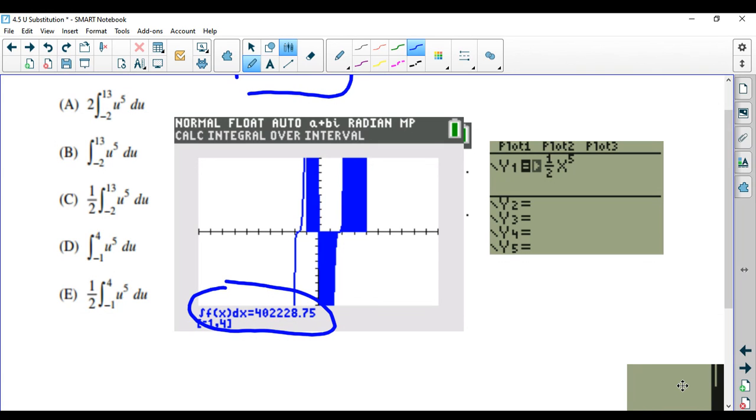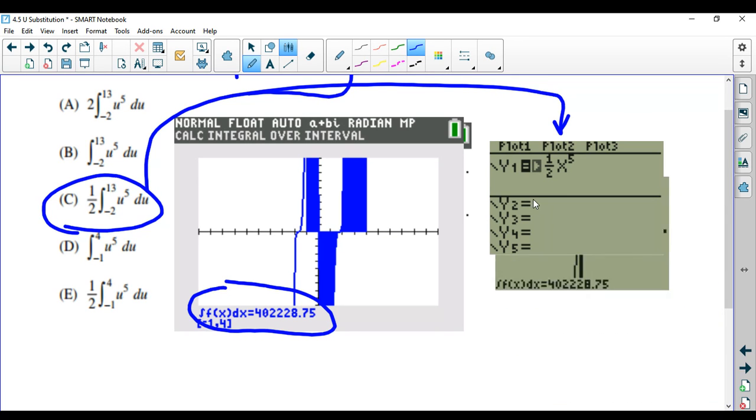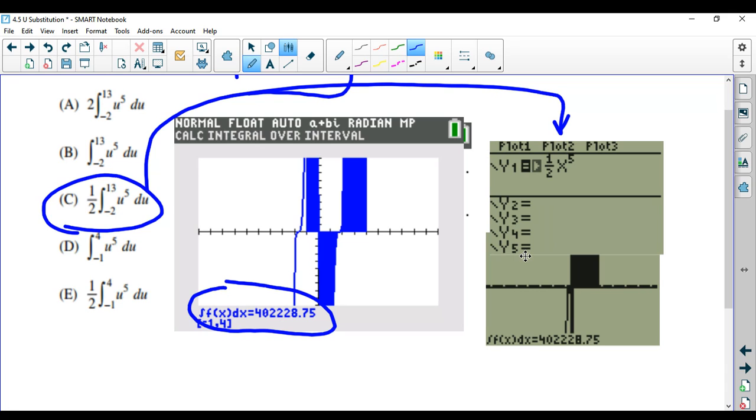And also that u to the fifth I would just write as an x. So to type this into the calculator, it would be 1/2. I brought the 1/2 into the integral. That's fine because it's a constant. Integrated from -2 to 13 after I zoomed out. And you'll notice that it has the exact same answer as the original, which means that must be the answer.